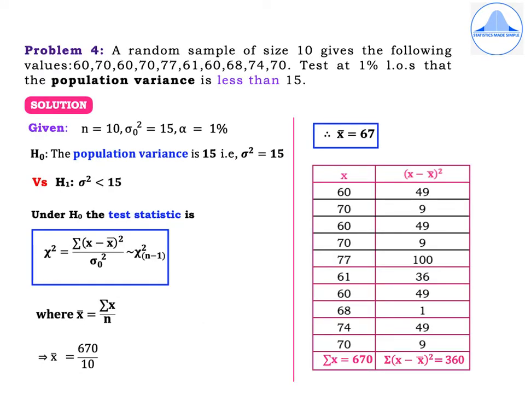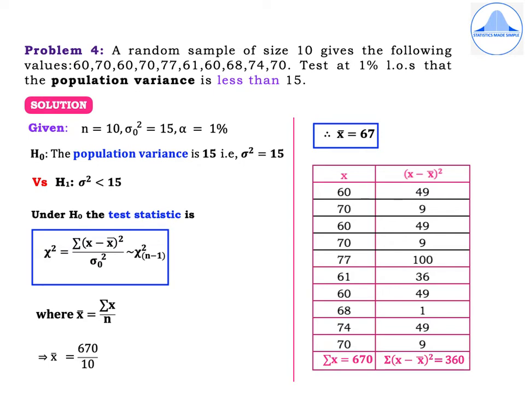Problem 4. A random sample of size 10 gives the following values: 60, 70, 60, 70, 77, 61, 60, 68, 74, 70. Test at 1% level of significance that the population variance is less than 15. Solution. Now, in this problem, the word variance is used. So, it is chi-square test for population variance.